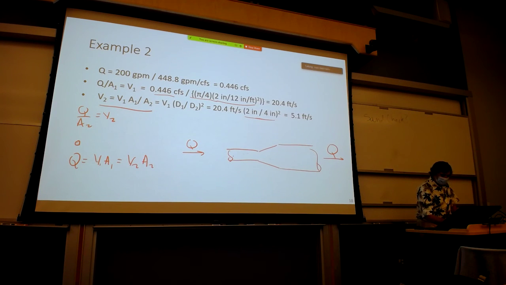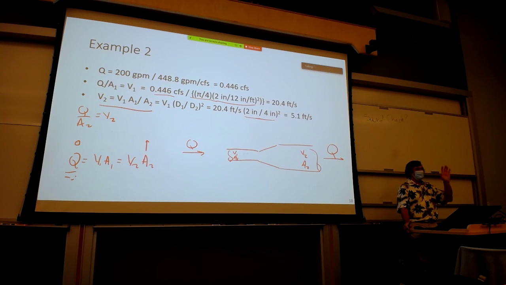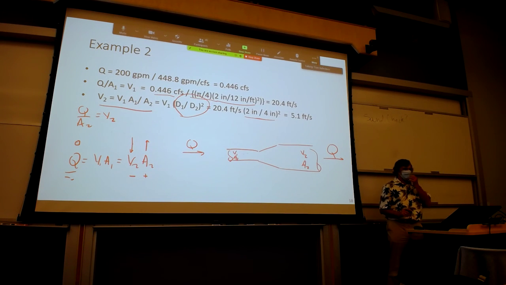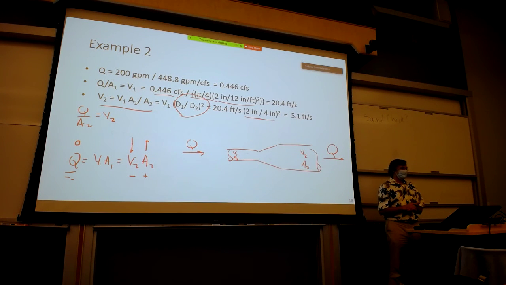And so when we go from V1 and A1 to V2 and A2, what's happening? Well, A2 is increasing. In order to have the discharge constant, V2 had to decrease, right? So basically, this increased and that decreased. And as you see, when we're looking at circular pipes, it's proportional to the ratio of diameter squared. And there's a reason why we do things like this.